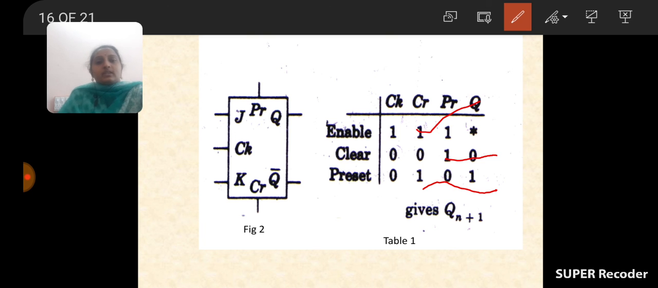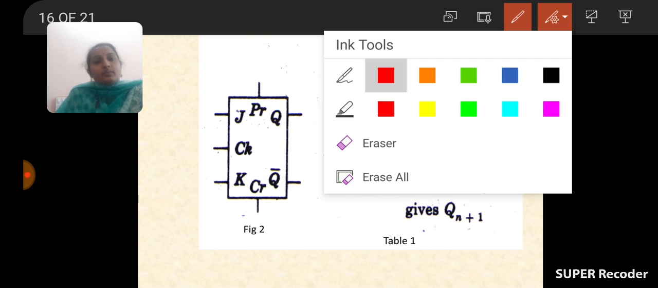By the application of the clock pulse across the clear and preset, here we are directly changing the state of the flip-flop, either directly to the set condition or directly to the reset condition. Is it clear?